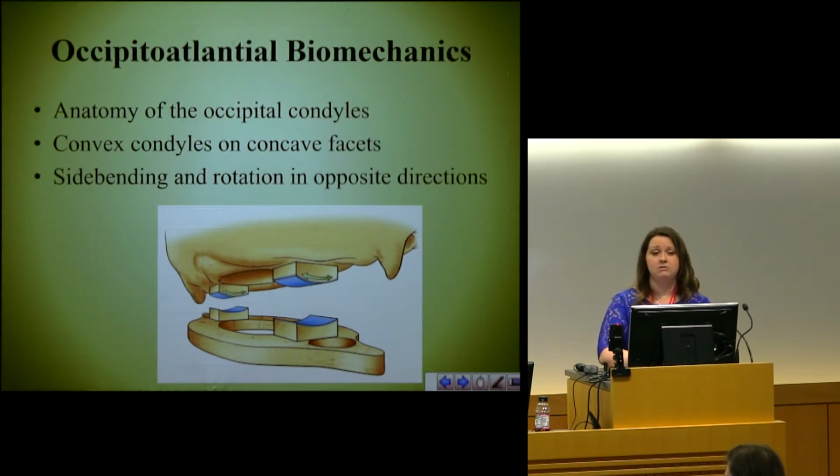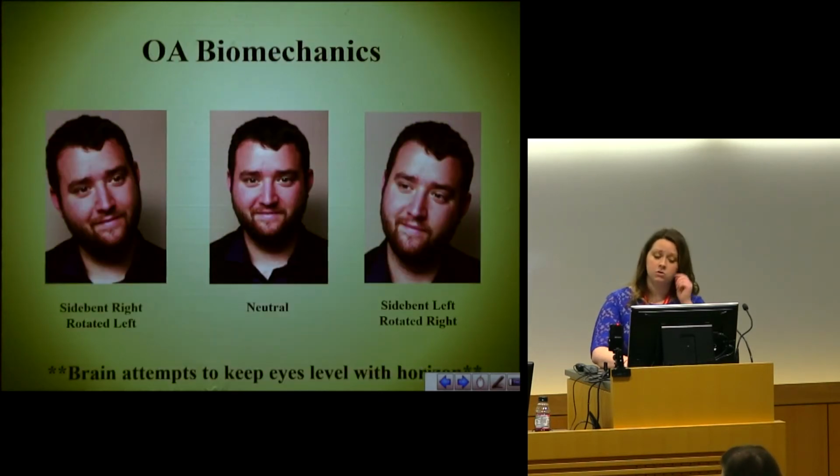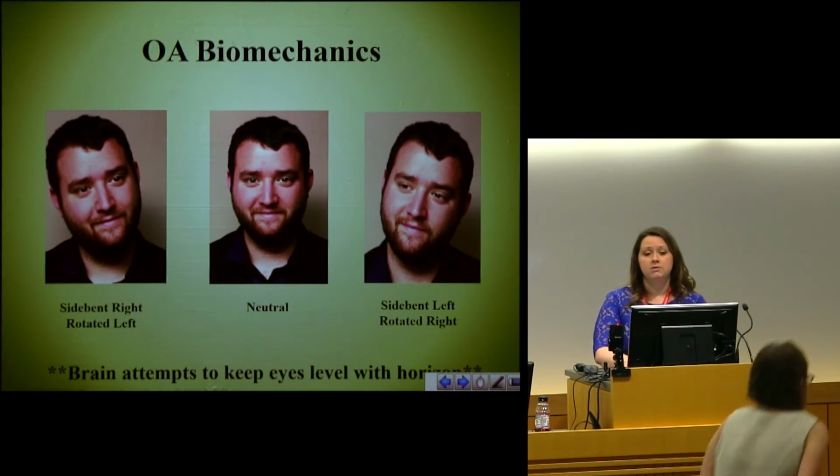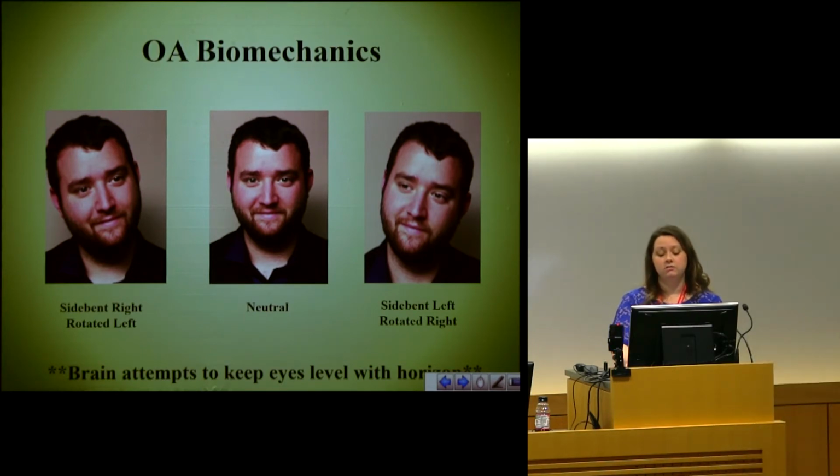When I look at somebody from a clinical perspective, I'm not looking at their arthromechanics on an MRI, I'm not looking at their specific numbers, I'm looking only at their functional outcome. When we look at the biomechanics, the central picture in the middle is the neutral, and then we have side bent left and rotated right, and rotated right and side bent left. The one thing on the bottom there is that the brain attempts to keep the eyes level with the horizon line.